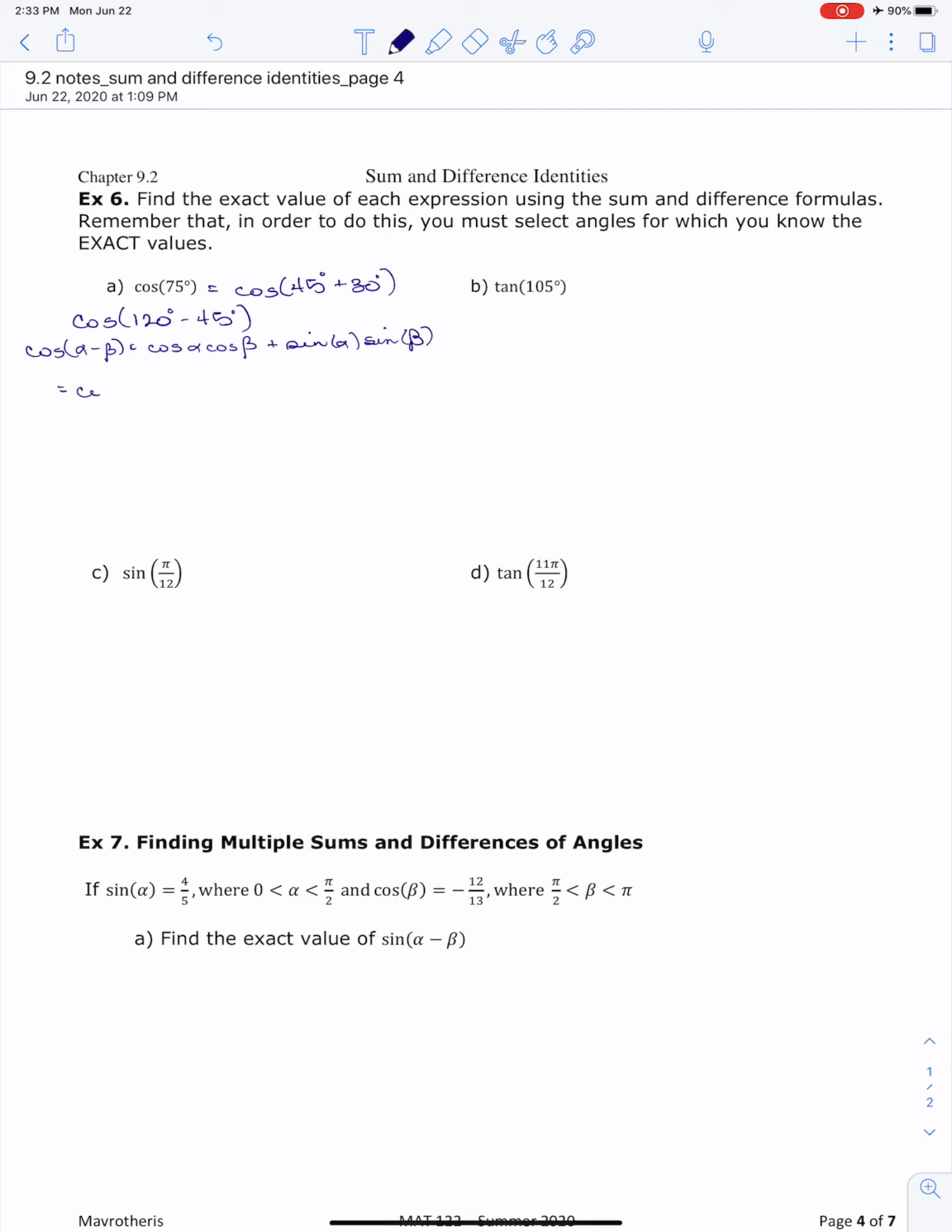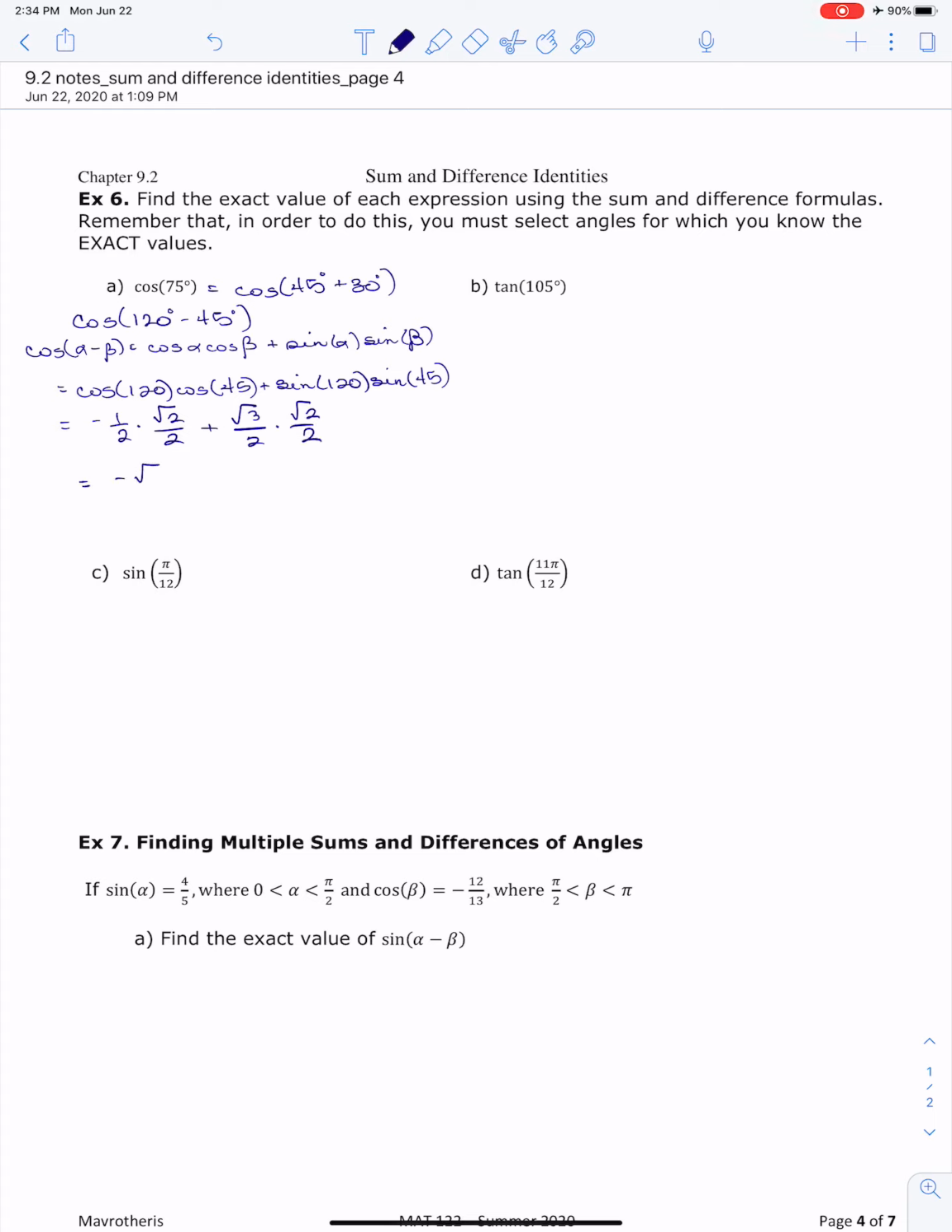And so we've got cosine of 120 times the cosine of 45 plus the sine of 120 times the sine of 45. Cosine of 120 is negative 1/2. Cosine of 45 is square root of 2 over 2. Sine of 120 is, sorry, square root of 3 over 2, times the sine of 45, square root of 2 over 2.